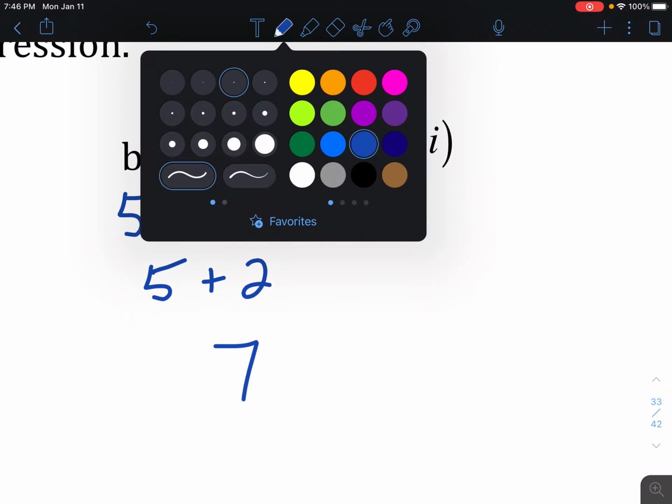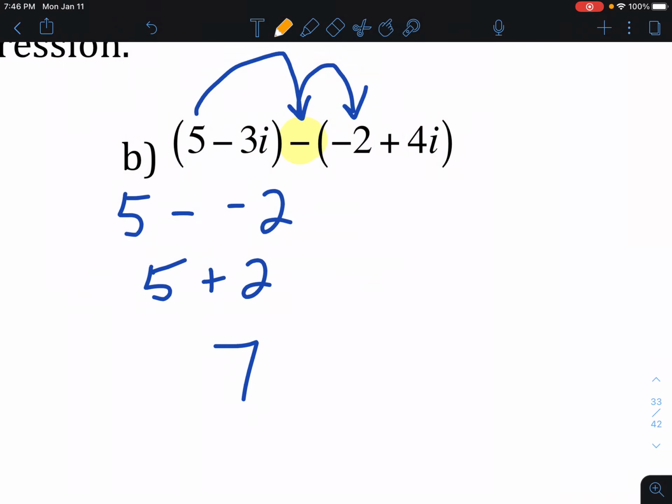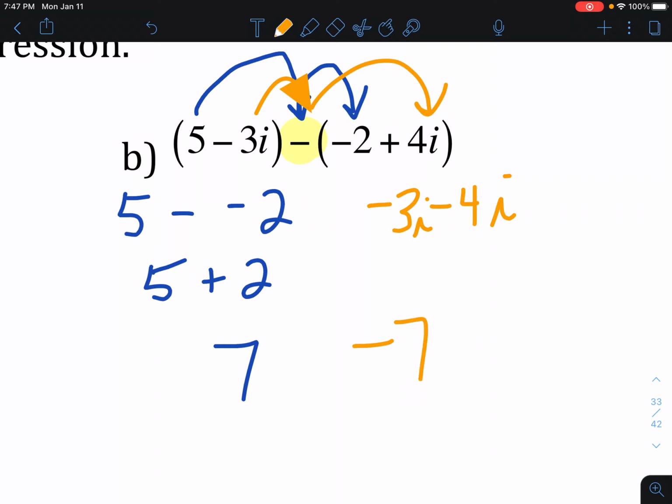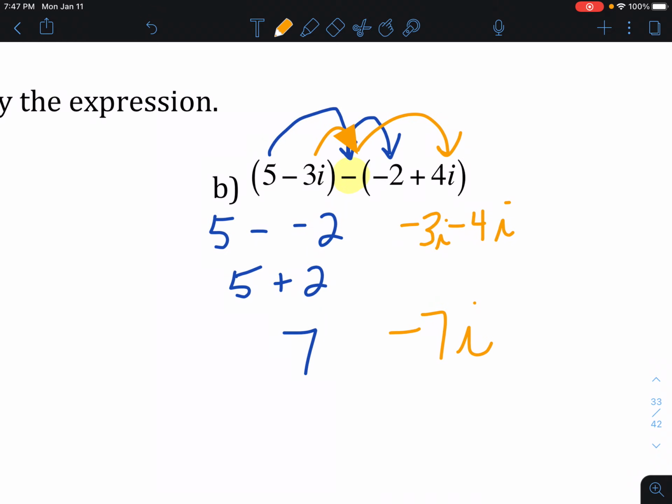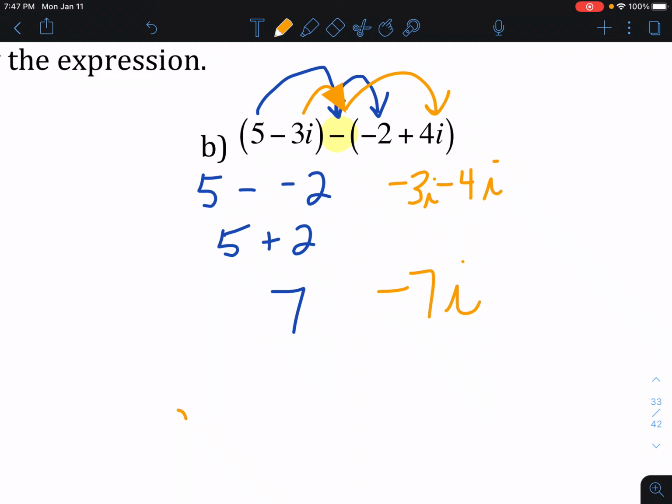Then subtract the i's. Negative 3i minus 4i, which would be negative 7i. And then we stop there. That's our answer. We cannot combine those. They are not like terms. So we stop there. This thing together, this 7 minus 7i, that's our answer. That's called a complex number. And all complex numbers are written in the form a plus or minus bi, as you can see that I wrote this answer here.